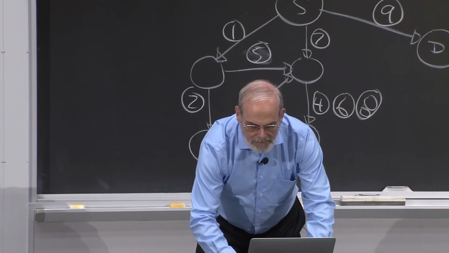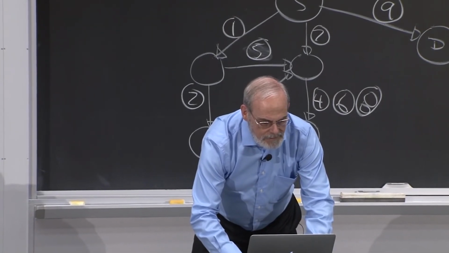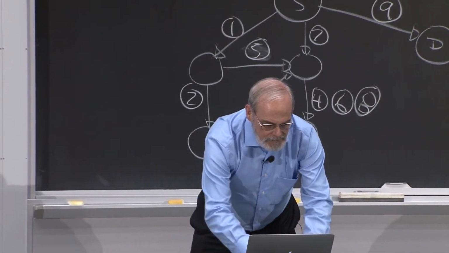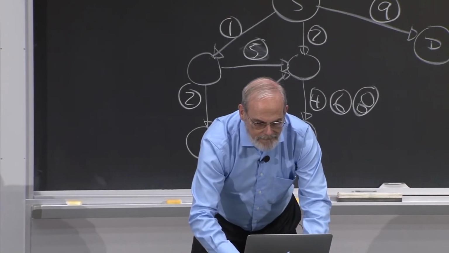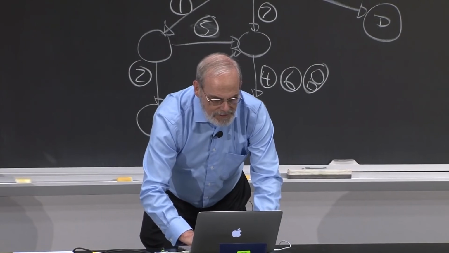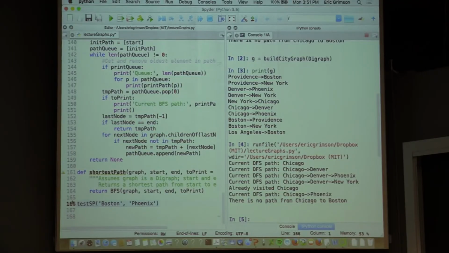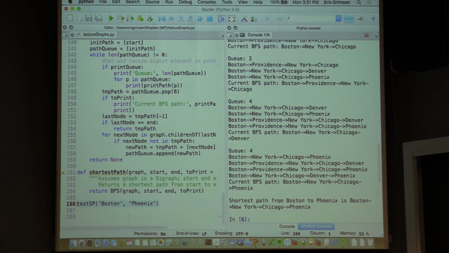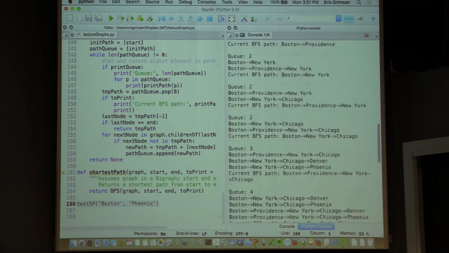So I'm going to go back over to Python where I've got a version of this. I'm going to comment that out. And down here in breadth first search, I've added a little piece of code that I don't have in the handout that's going to print out the queue as well, so we can see what happens when we call this. So let's take a look at it.